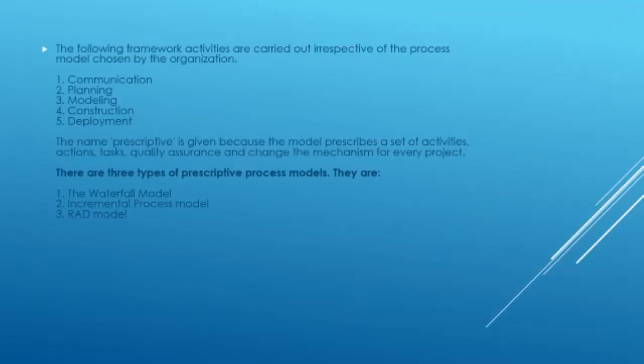And fifth, deployment. The name prescriptive is given because the model prescribes a set of activities, actions, tasks, and quality assurance, and change the mechanism for every project. The framework activities, friends, the process model can be defined as an abstract representation of process.